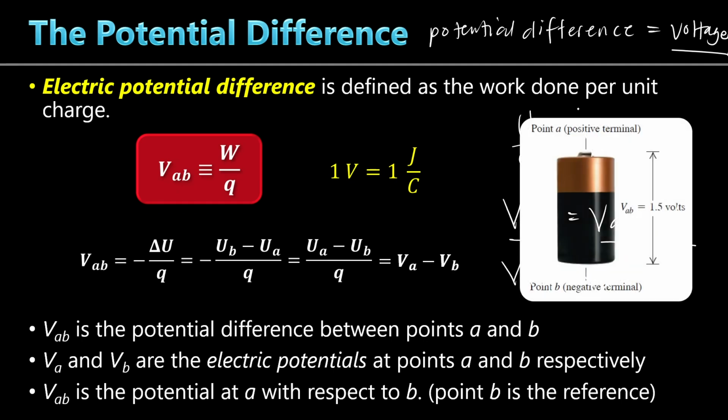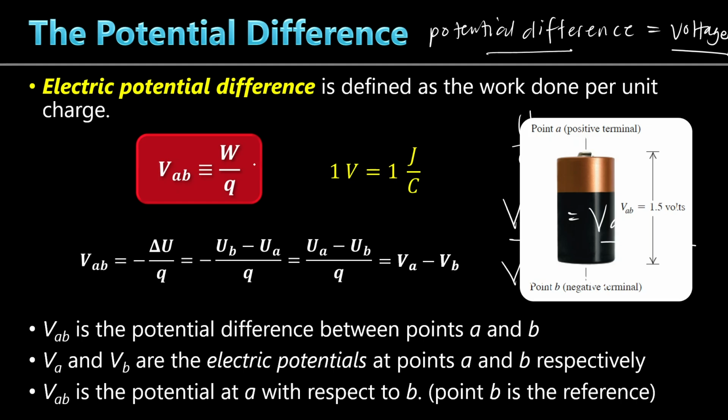For example, meron kang battery na 1.5 volts. That 1.5 volts is the difference in the potentials between the terminals of a battery. We know that a battery has a positive terminal and a negative terminal. So if the voltage is 1.5 volts, then that means that the potential difference between the positive and the negative terminals of that battery is equal to 1.5 volts. Okay? Again, potential difference is the same as voltage. Mas kilala lang talaga siya sa tawag na voltage kasi yun yung ginagamit sa electric circuit applications.